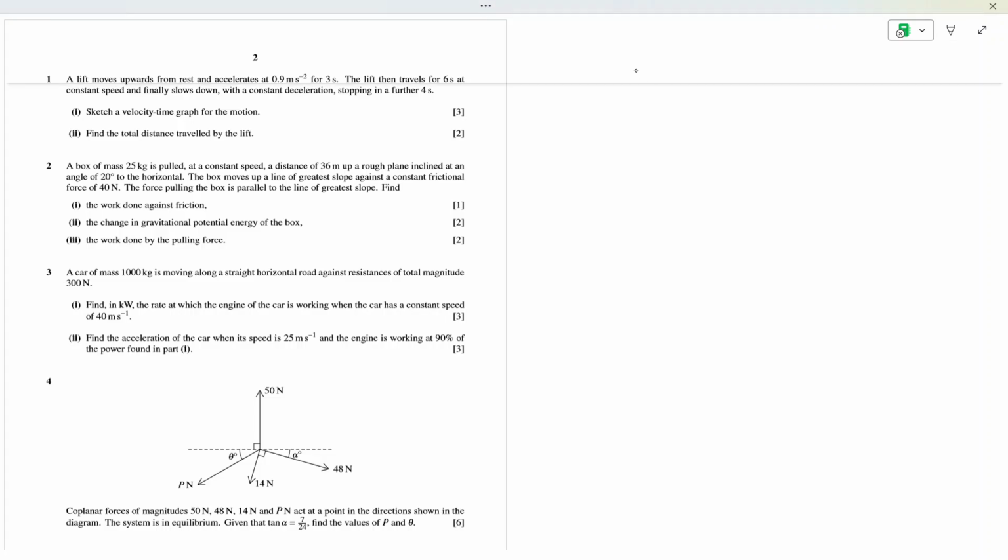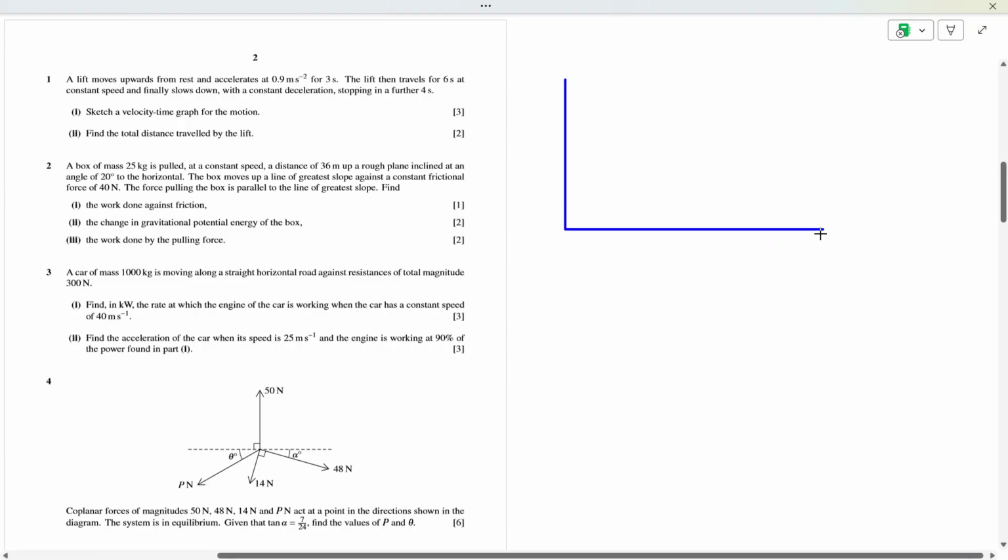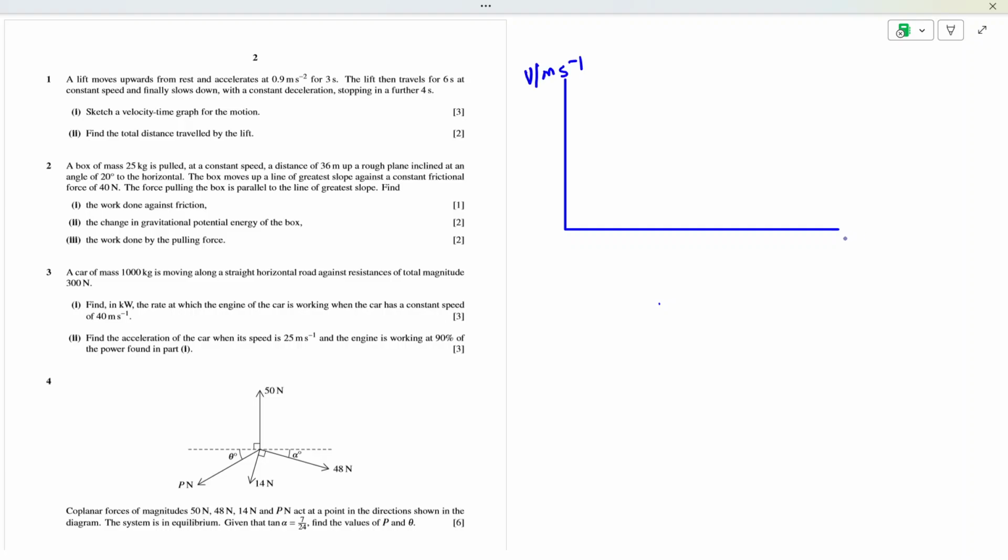So first you draw your axes. We want our y-axis to be the velocity, and our x-axis to be time in seconds. It says that for the first 3 seconds, right? Since it's a sketch, it doesn't really matter where you mark on the graph. I'm going to label that as my 3 seconds. And then it says the lift then travels for 6 seconds at a constant speed.